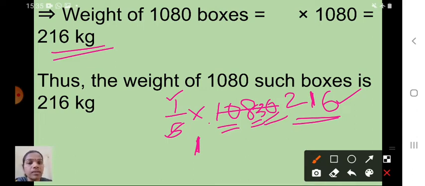216 kilogram. Thus, the weight of 1080 such boxes is 216 kilogram. So children, I hope you understood this sum: how we got to write the statement, how we got to do division, and the next one, you have to multiply. So weight of one box is 1 upon 5 kilogram. Next, weight of 1080 such boxes is 216 kilogram. I hope you understood this one. Shall we go to next?